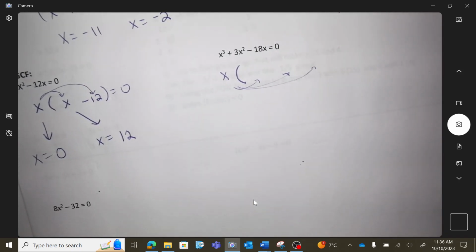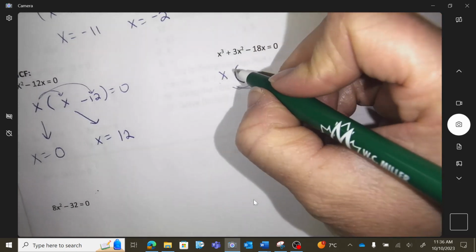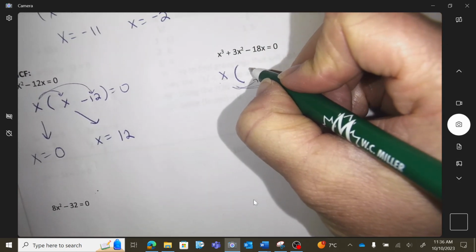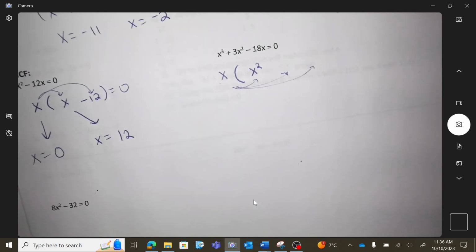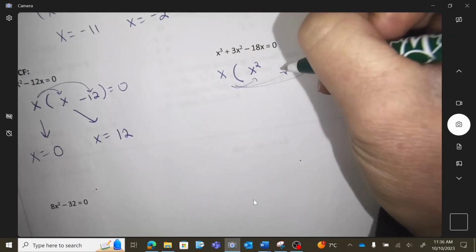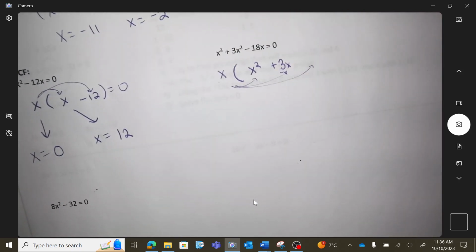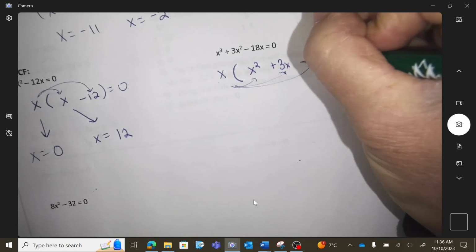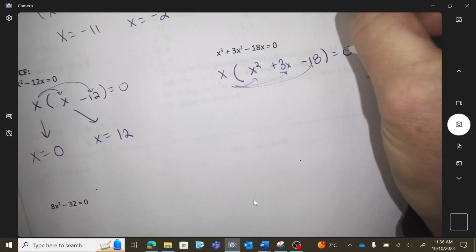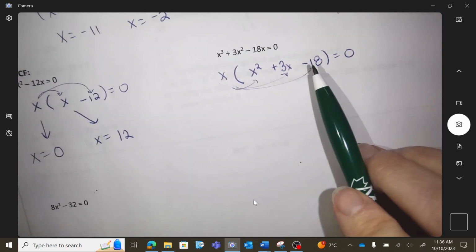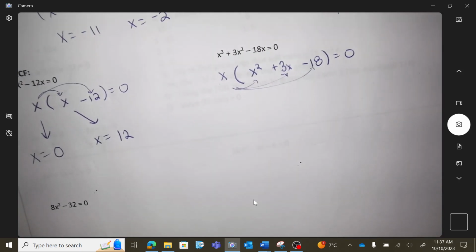Okay, so there's three terms, so you need three pivot arrows. X times x squared makes x cubed. X times 3x makes 3x squared. X times -18 makes -18x.